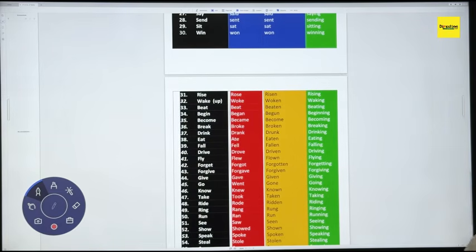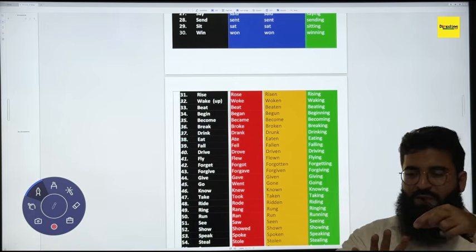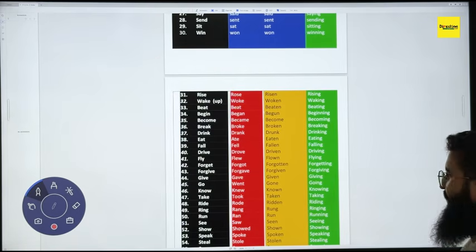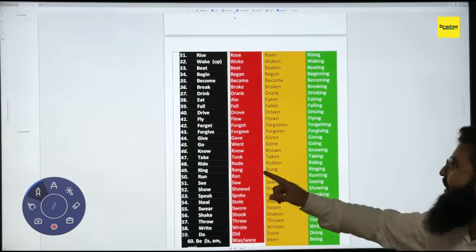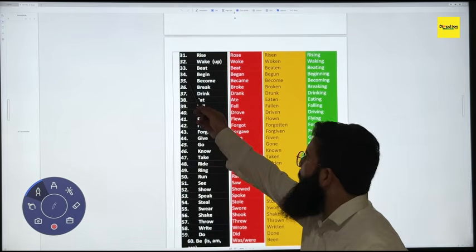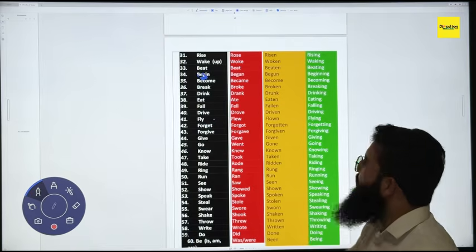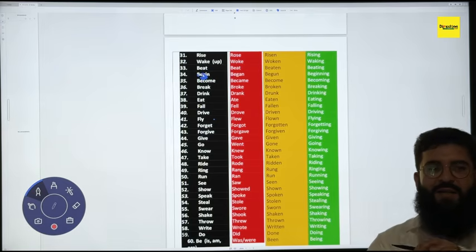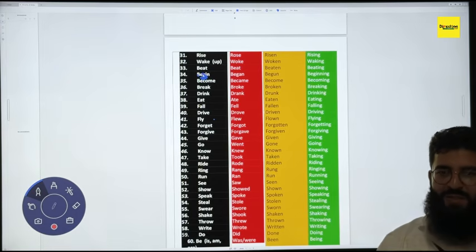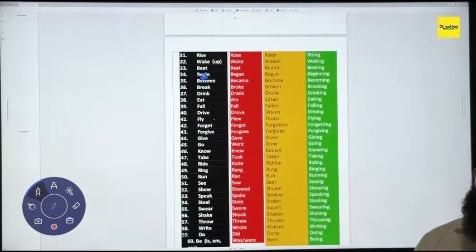Why? Because the first form is different, second is different, third is different, and the fourth, obviously, you have to add ing to the first one. Okay, what are these? You can see here, begin, number 34. It is here, begin, this one. Begin, began, begun, beginning. So you can say today I begin something, yesterday I began something. We cannot say yesterday I beginned something.